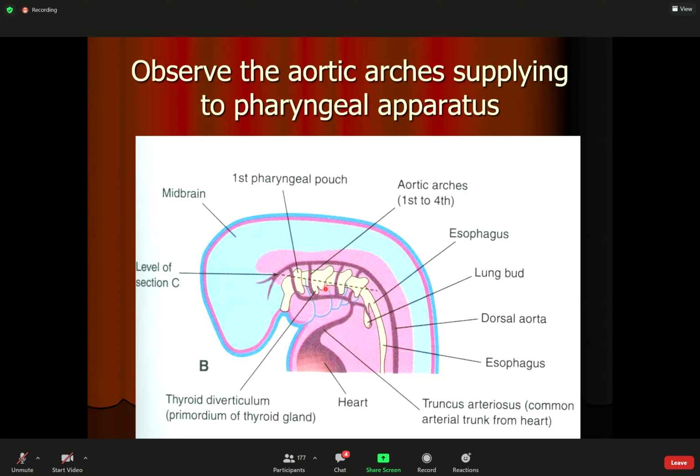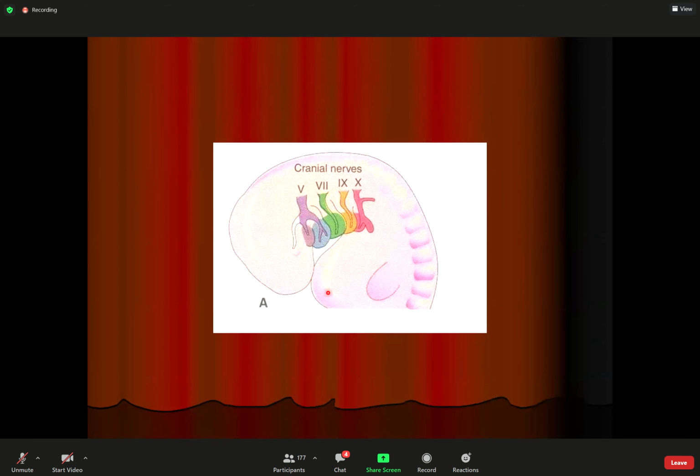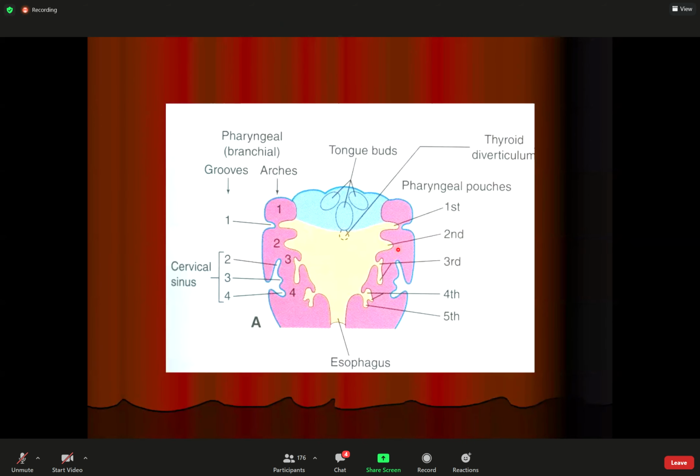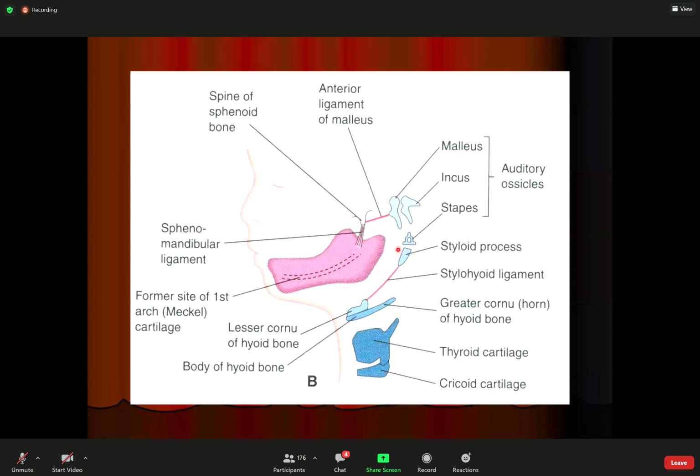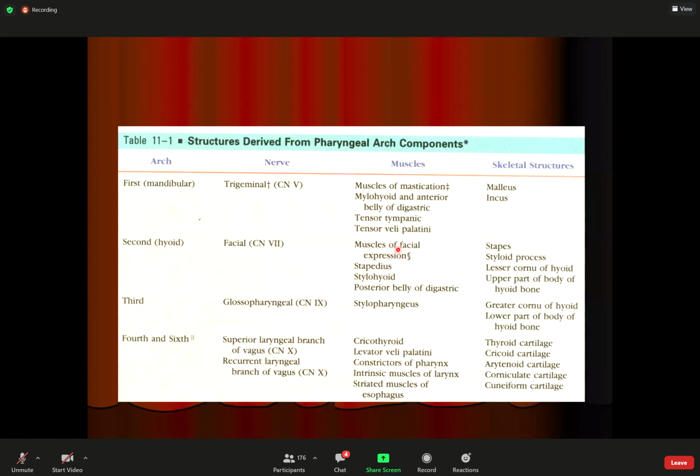This is the arterial supply, and you know why each artery is going separately, because we have the aortic arch coming, and there are 6 arches over there. Cranial nerves for the same thing: 5, 7, 9, 10. So right now, I'm coming to that a little bit. I put it over here so that you don't have to struggle a lot.